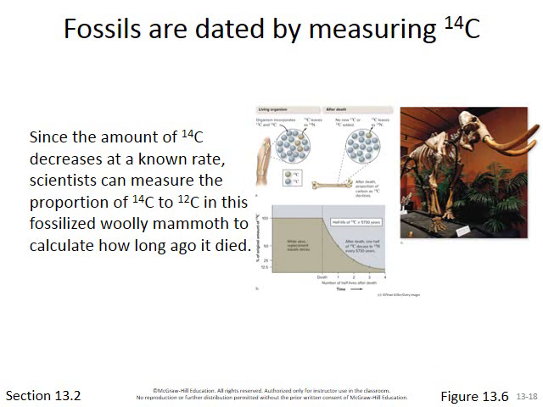So fossils are dated by measuring carbon-14. Since the amount of carbon-14 decreases at a known rate, scientists can measure the proportion of C14 to C12 to see how old a fossil is. In this case, we're looking at a woolly mammoth to see how long ago it died. And then this chart here is kind of showing when it lived, and then when it died. Every half-life, it's splitting in half.